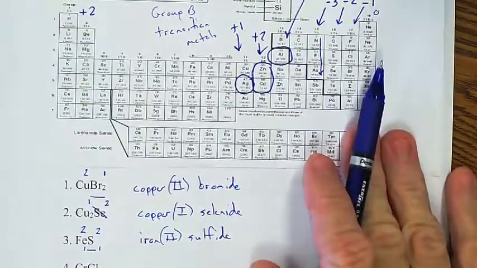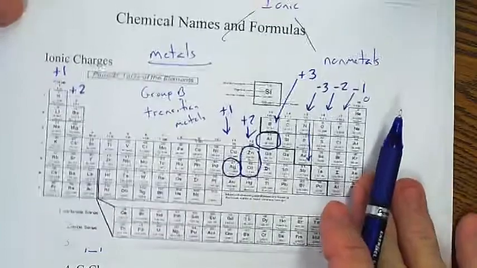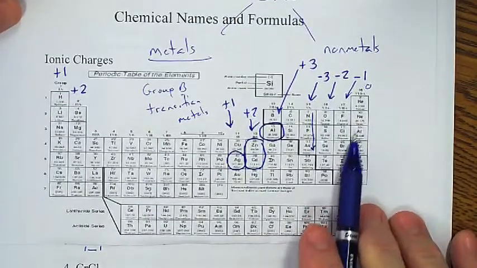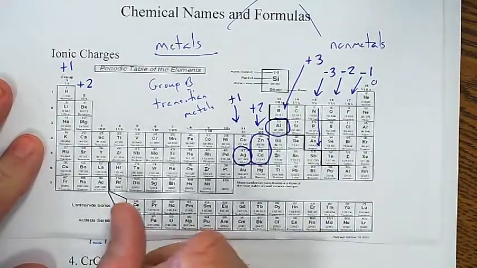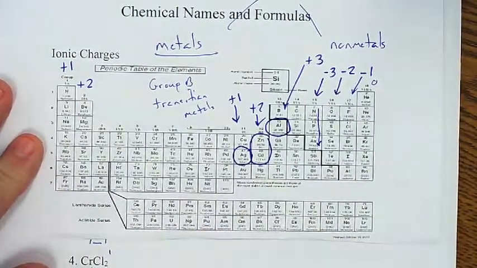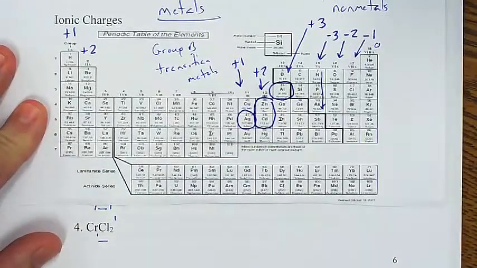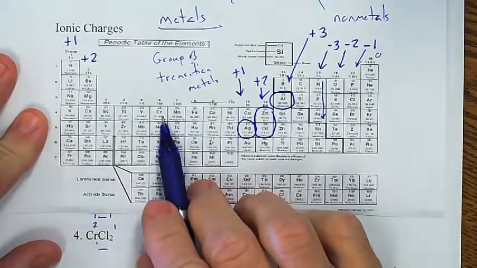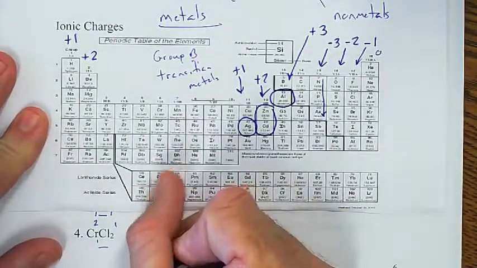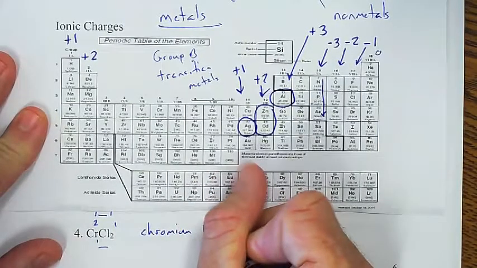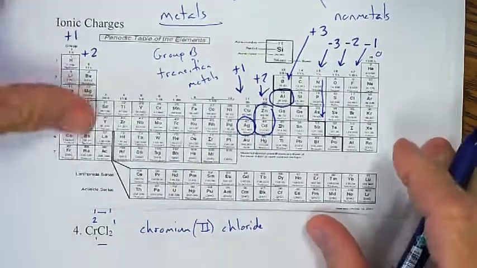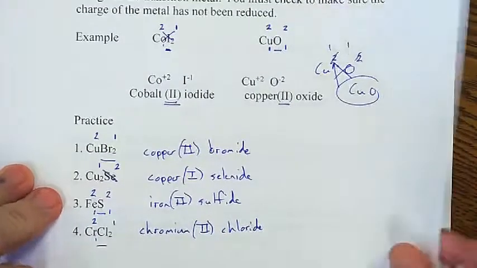Next one, check the charge of chlorine. Chlorine's right there. It's -1. And so, again, all those in column 7 have the -1 charge. And so chlorine's charge is 1. They didn't bring the 1 down because they didn't have to. And so where did the 2 come from? It had to have come from the charge of chromium. Again, chromium needs a Roman numeral because it's right there. It is a transition metal. So that would be chromium, Roman numeral 2, chloride.